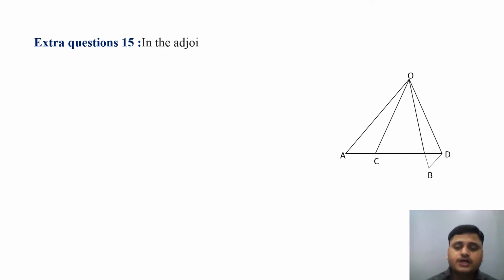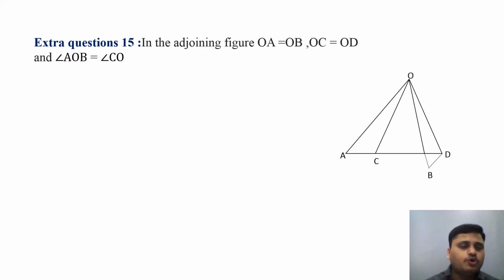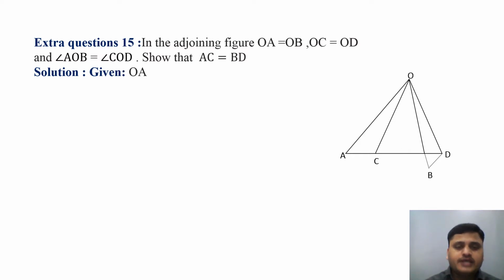Now in this figure you all can see OA is equal to OB. This is given clearly in the question. What is given in the question? That OA is equal to OB and OC is equal to OD. One more thing is given in this question. What was that? Angle AOB is equal to angle COD. So we need to show AC is equal to BD.